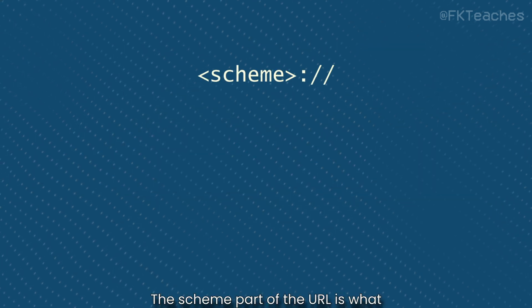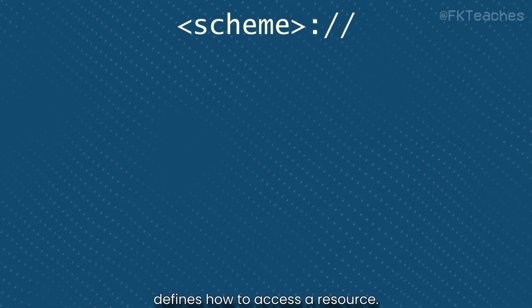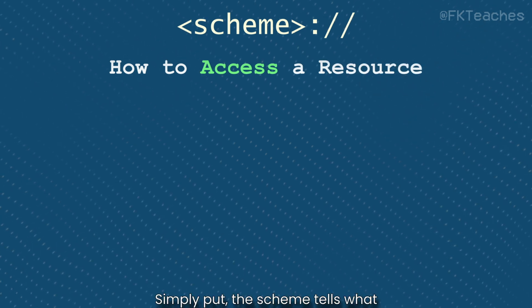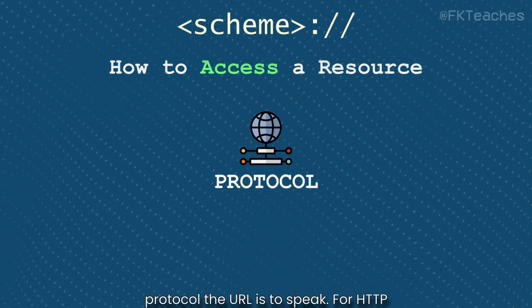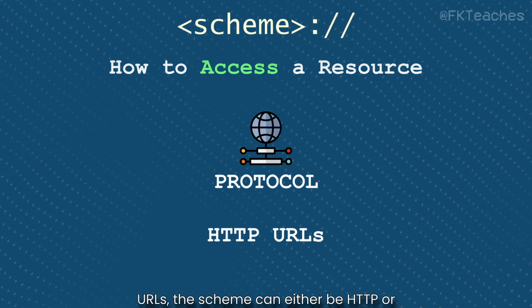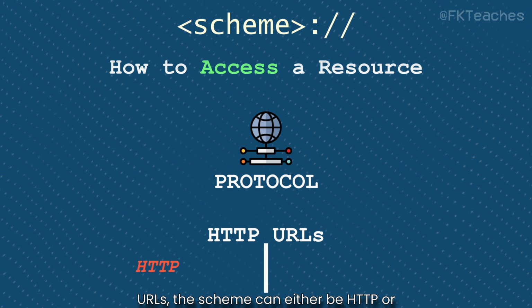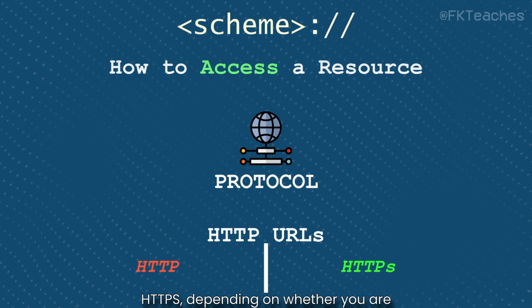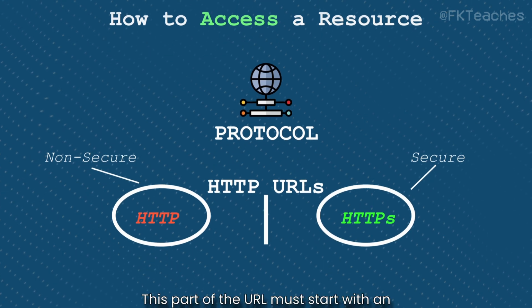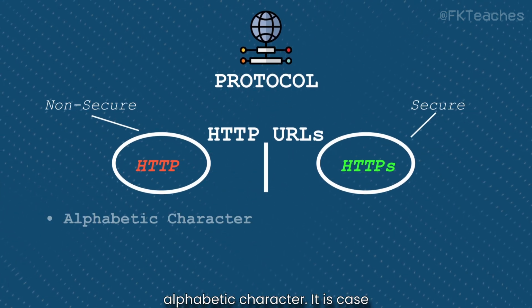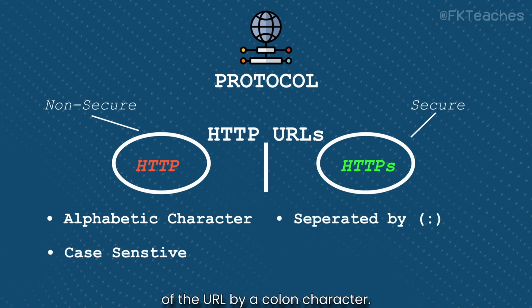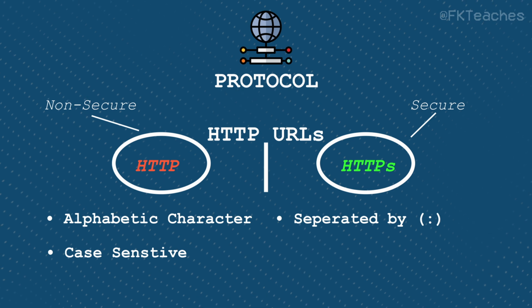The scheme part of the URL is what defines how to access a resource. Simply put, the scheme tells what protocol the URL is to speak. For HTTP URLs, the scheme can either be HTTP or HTTPS, depending on whether you are making a non-secure or secure connection. This part of the URL must start with an alphabetic character. It is case sensitive and is separated from the rest of the URL by a colon character.